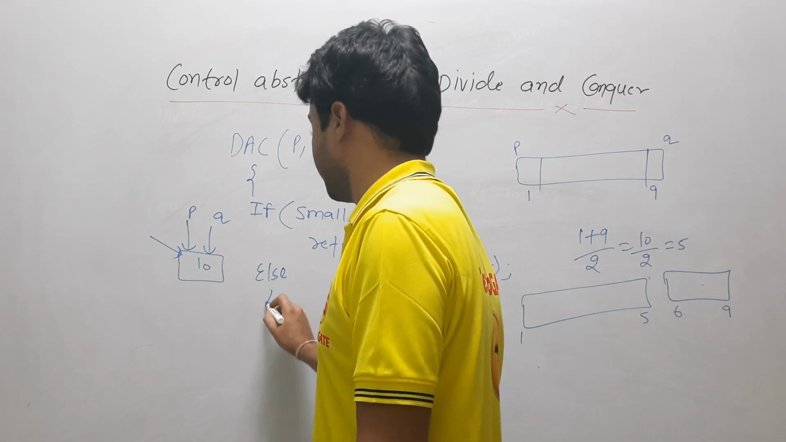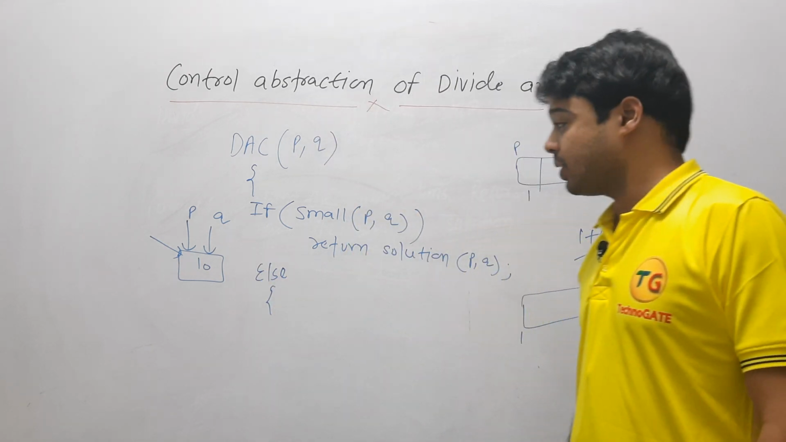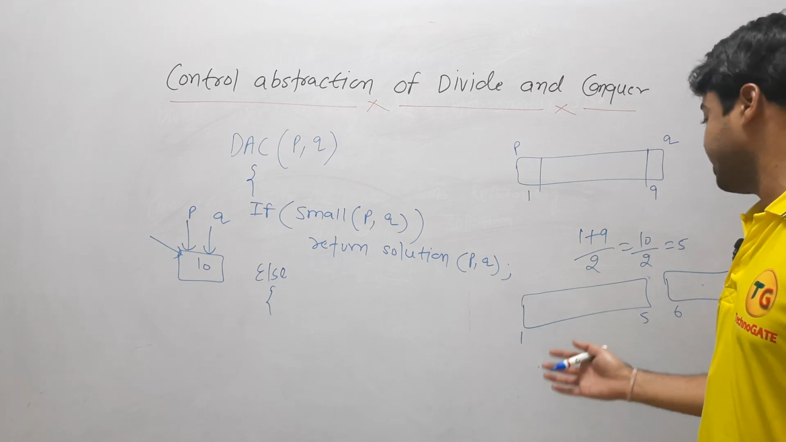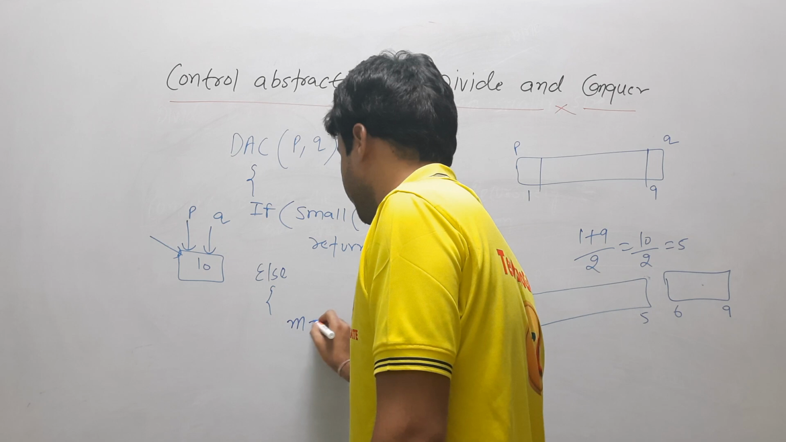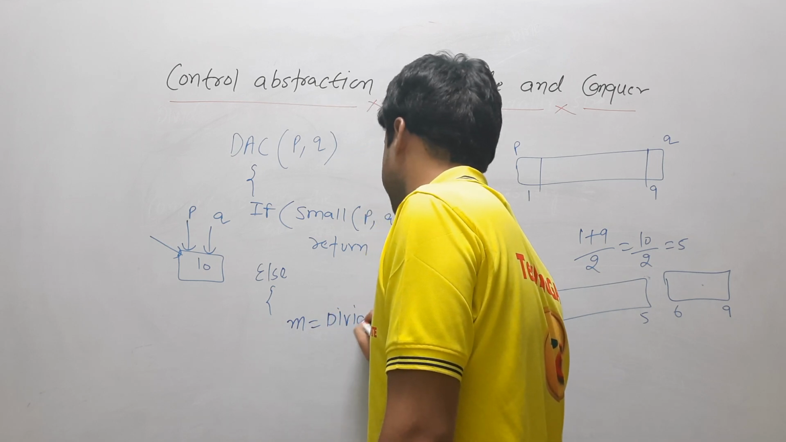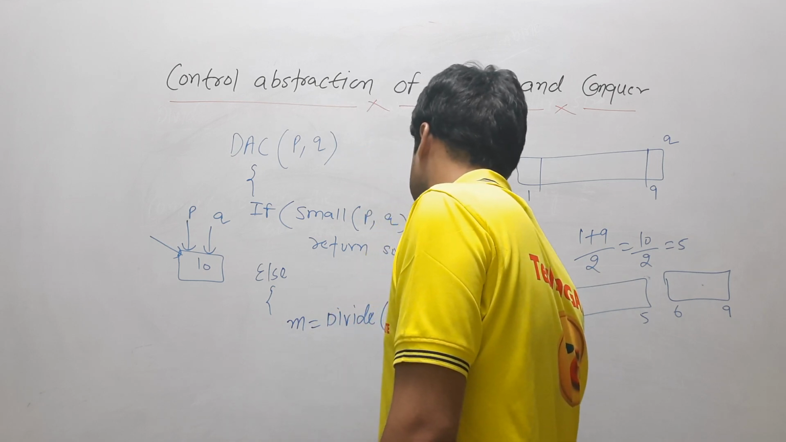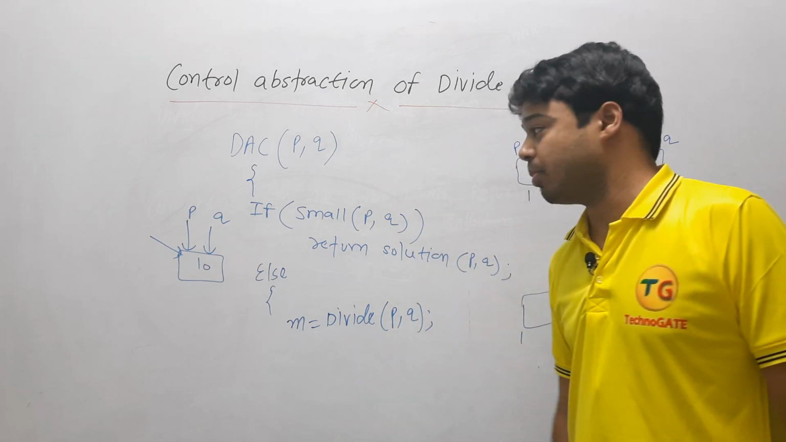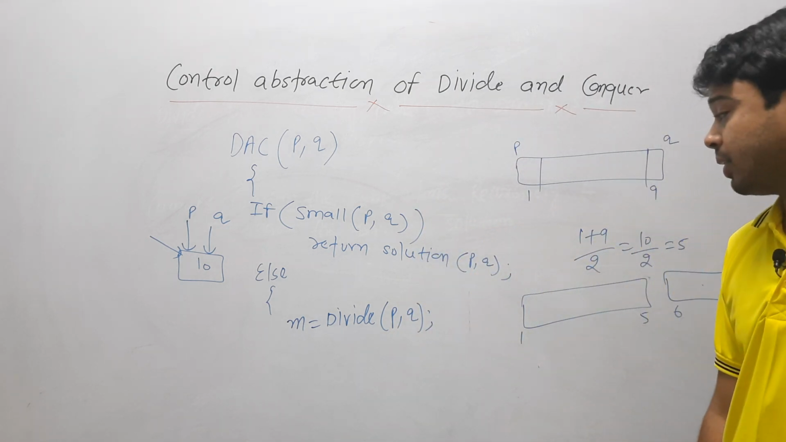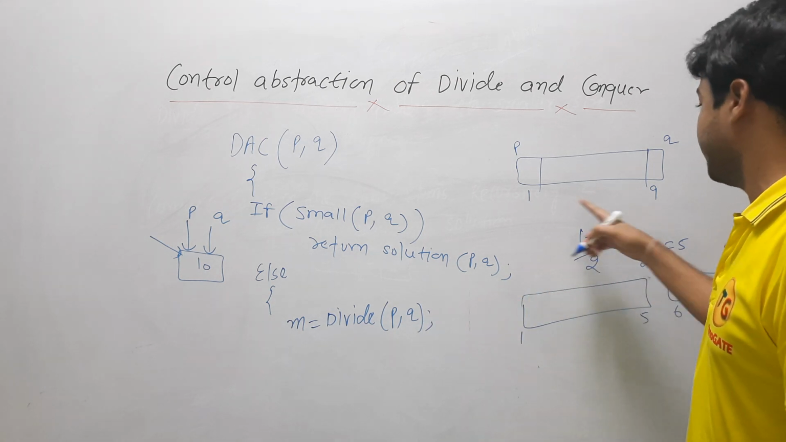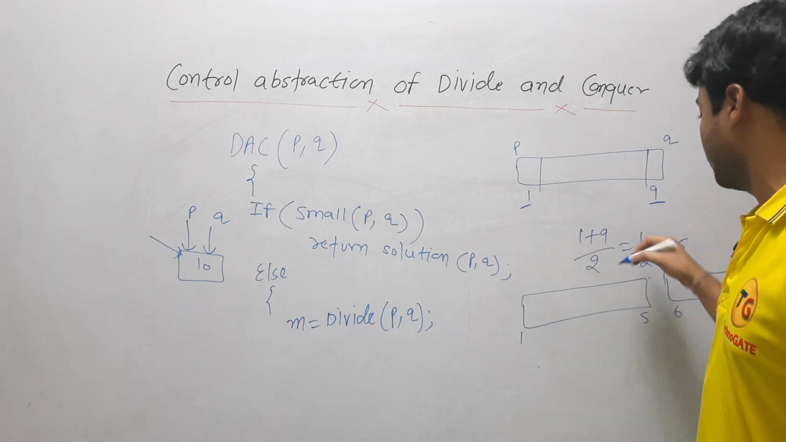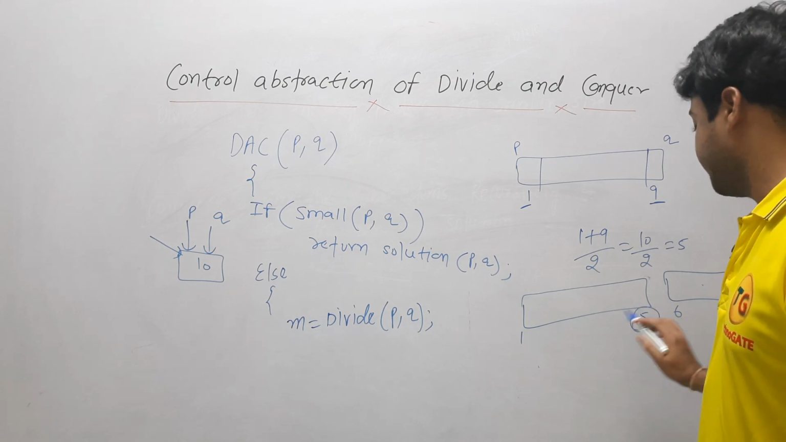What is the else part here? Divide this one. So take the midpoint here and divide p comma q. Here, 1 to 9. So what is the midpoint here? Starting index plus last index by 2: 1 plus 9 by 2 is 5. So the midpoint is 5.